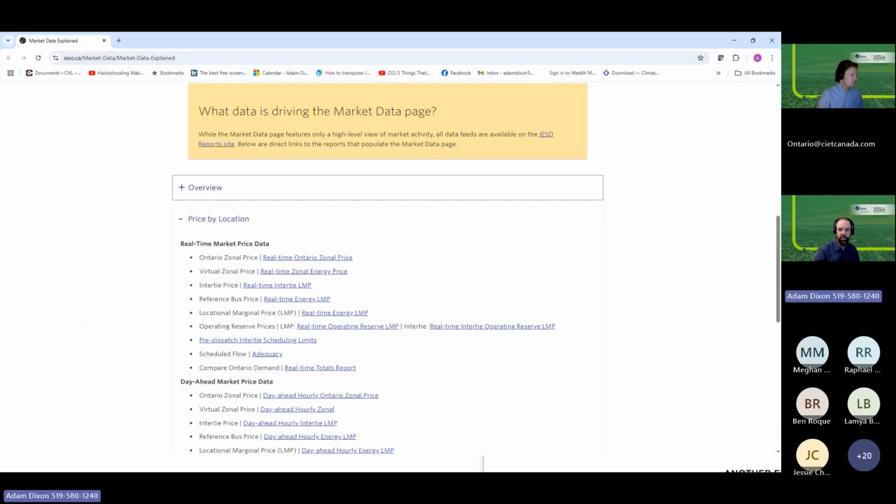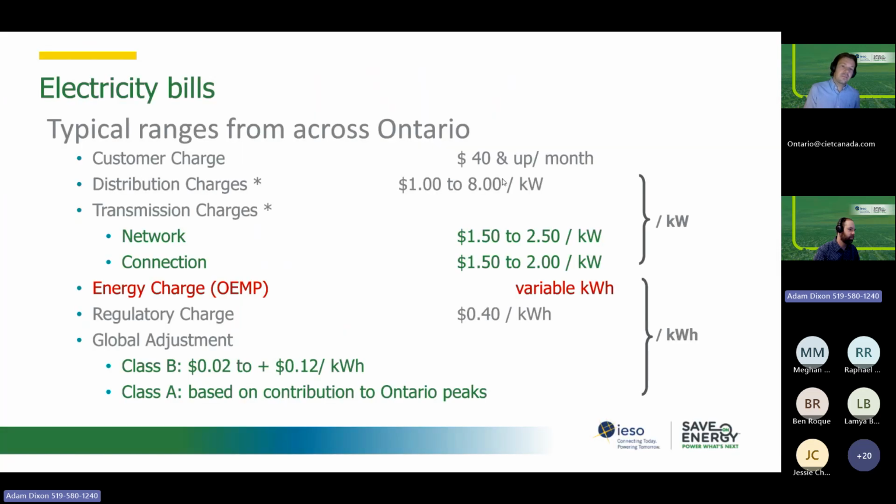There's actually a nice little heat map of the province to see the live demand on there. So if you're interested in that stuff, I find it quite interesting to look at that data, see what you're paying right now. And I've linked it for you folks in the chat.